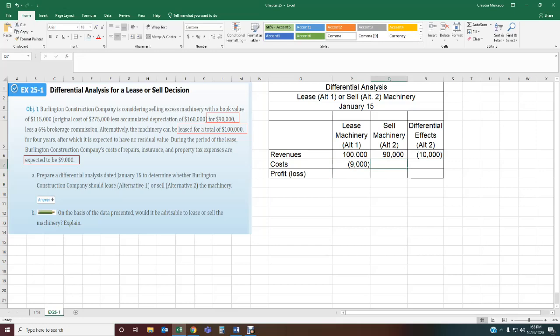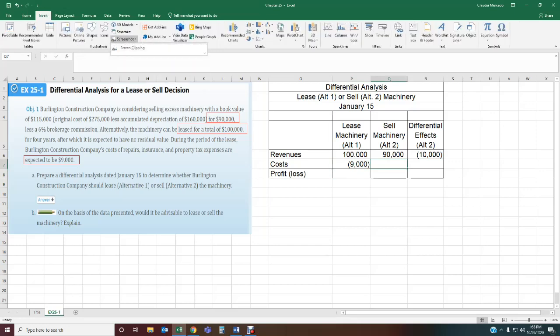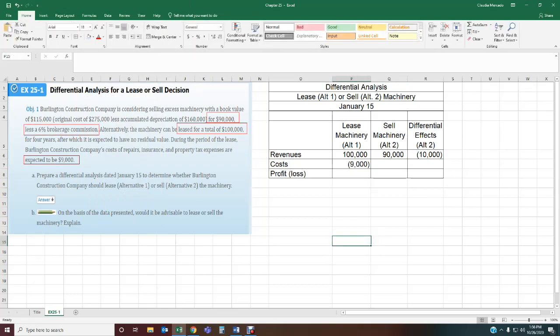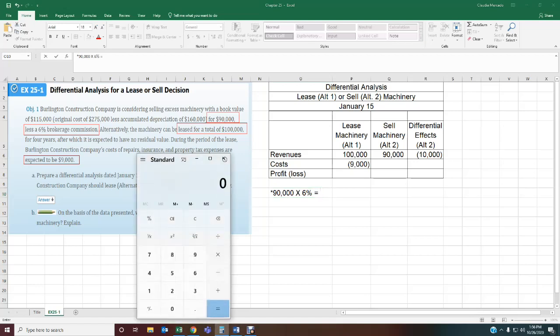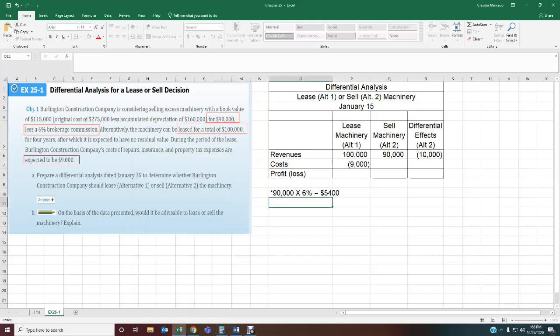How about if you sell the machinery? Well, are there any costs associated with selling the machinery? Well, it says here that we have to pay a brokerage commission of 6%, okay? So let's calculate that brokerage commission, okay? So I am selling the machinery for $90,000, and I have to pay a 6% commission on the sale. So let's see how much that gives us, okay? 90,000 times 6%. That gives me $5,400. So that is how much I'm going to have to pay in commission to sell the piece of machinery.